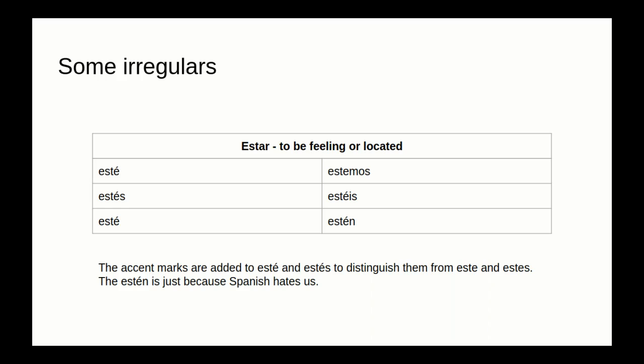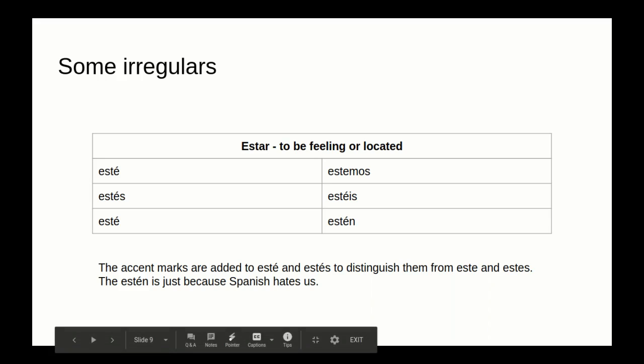Again, that doesn't look that irregular until you notice the accents on esté, estés, esté, and estén would not normally be there. These accents are important because they change the meaning of the word. Este, without an accent, means this. Esté, with the accent, means that I am, or that he, she, or it is. Estes, without an accent, means these. Estés means that you be. Well, what about estén? Why is that accent necessary? I don't know of any other word which means estén. Well, estén has the accent just because Spanish hates us.